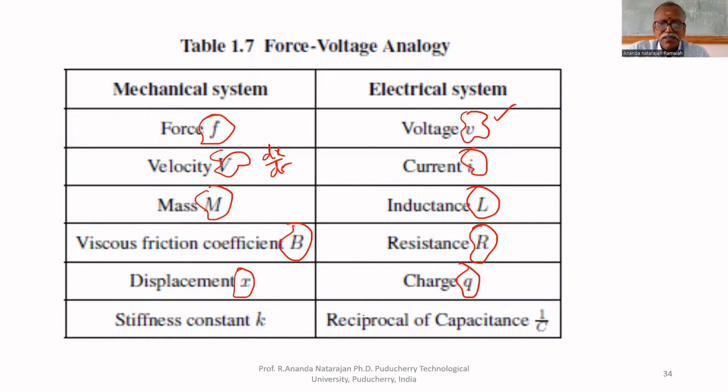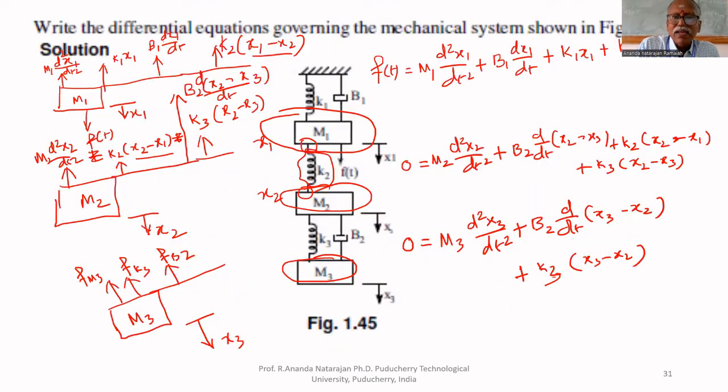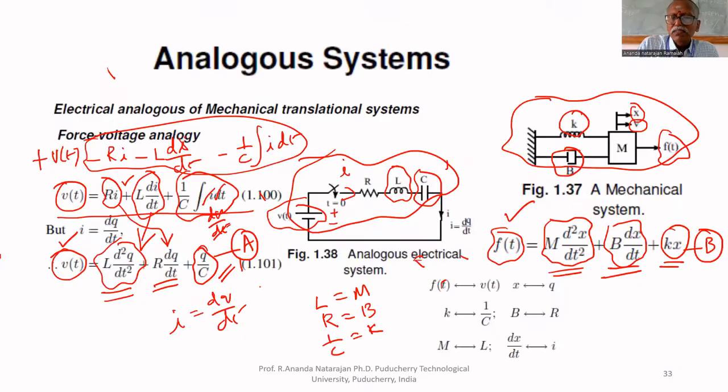Here, stiffness constant K means 1 upon C. Therefore, C equals 1 by K. To find C, we have to find 1 by K. That's all. You will get the electrical equivalent circuit. Now let us find the electrical equivalent. Already we found the electrical equivalent circuit for this system. This is the mechanical system, and the identical analogous electrical system is this.